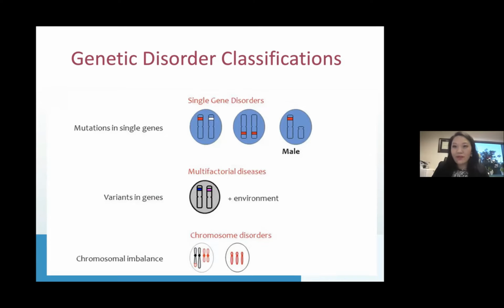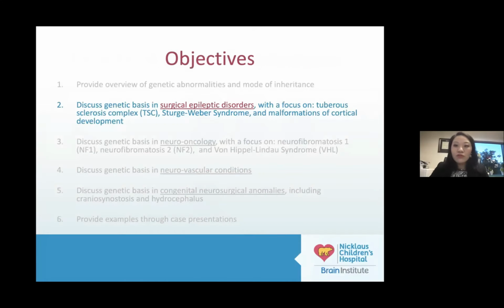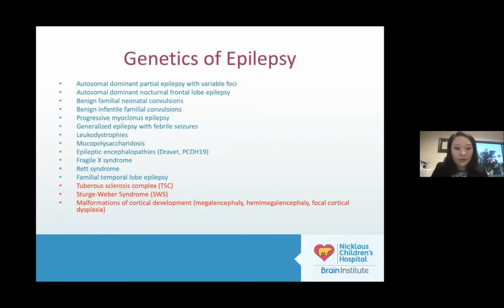So moving on to my first objective, since I focus on epilepsy surgery, we will talk firstly about the genetic basis of surgical epileptic disorders. These are disorders that you will be able to see as a neurosurgeon, whether a pediatric neurosurgeon or adult neurosurgeon. So I think these are some of the conditions that are important to know about.